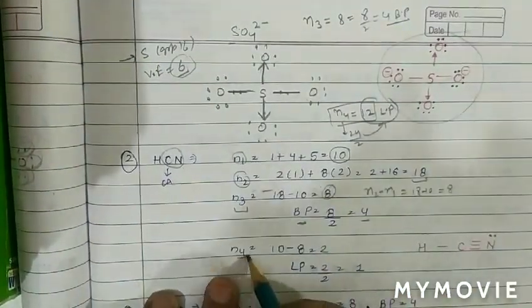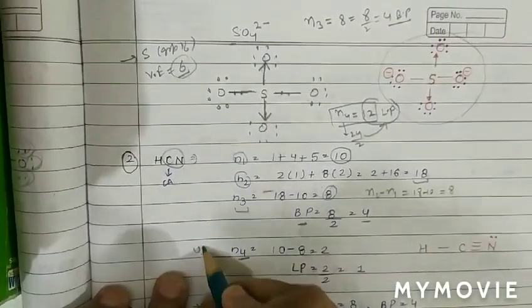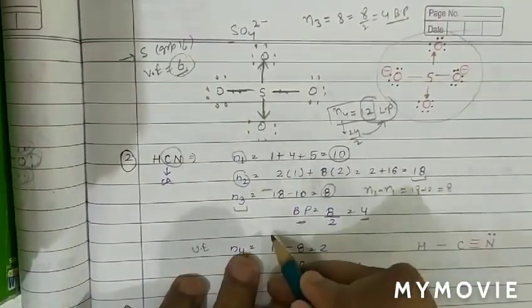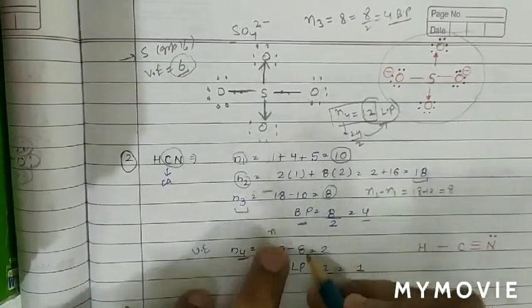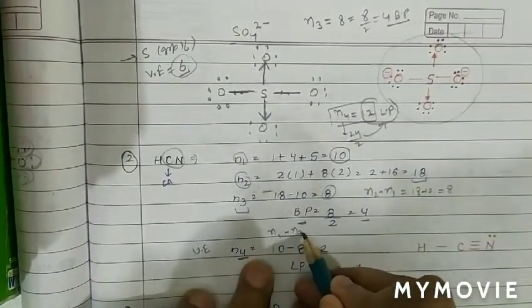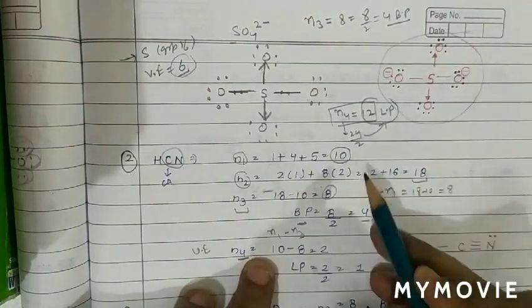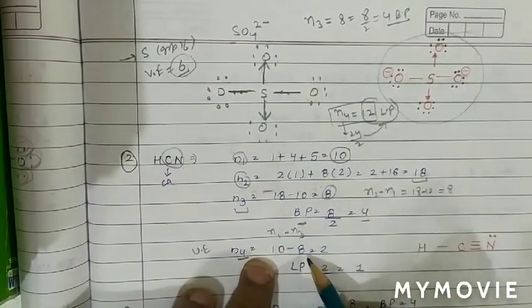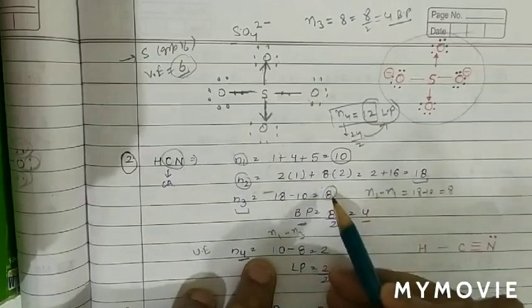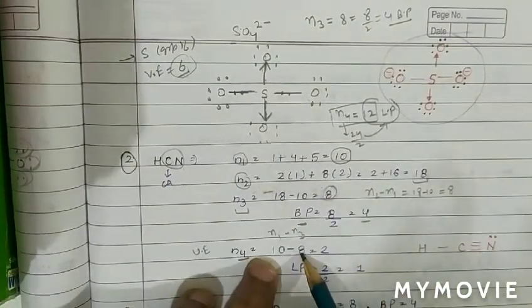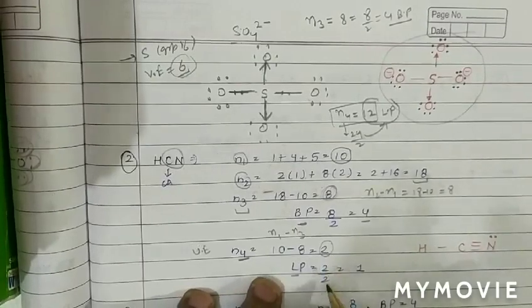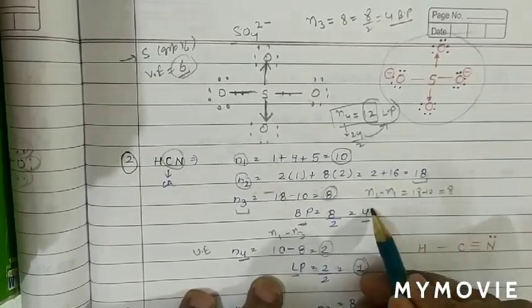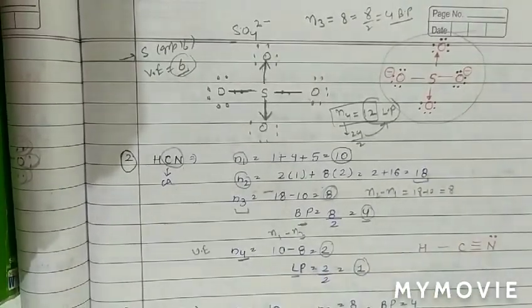Now we will calculate N4, the number of unshared electrons, which is N1 minus N3. N1 is 10, and N3 is 8. So 10 minus 8 is 2, so the number of lone pairs will be 2 divided by 2, which is 1. So we have calculated 4 bond pairs and 1 lone pair.